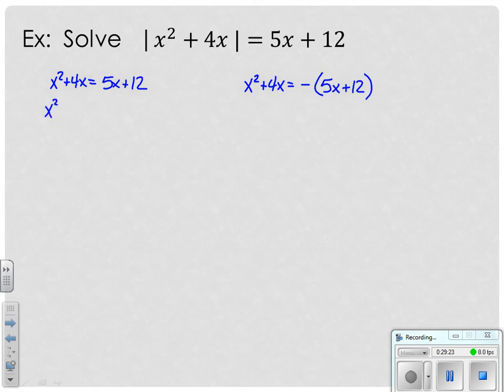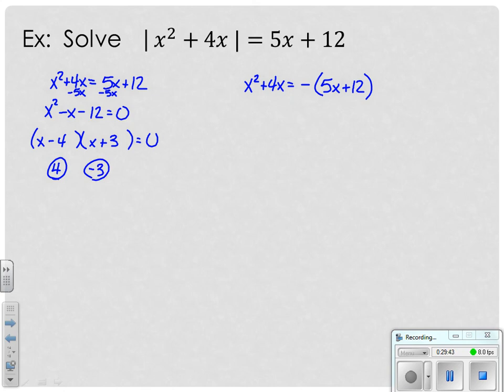Bring everything over to the left-hand side over here. So minus the 5x and minus the 12. And it's a quadratic, so let's go ahead and factor it. So it's looking like 4 and negative 3 might be solutions. Okay? This one over here, start simplifying. Bring everything over. So add 5x to both sides, and add 12 to both sides, and factor again.